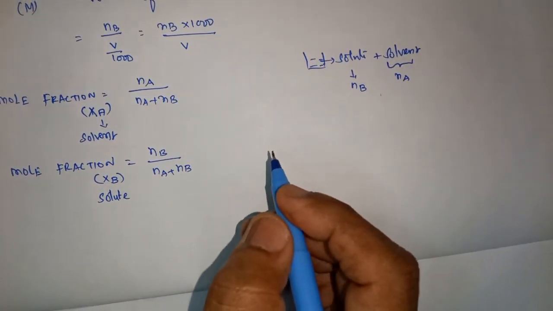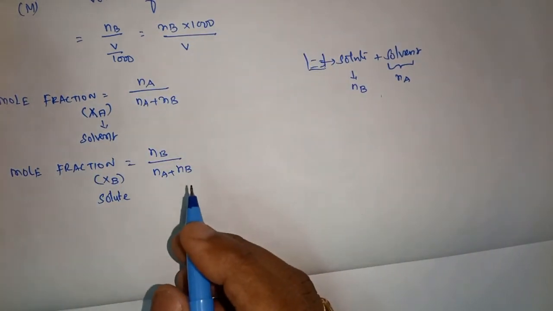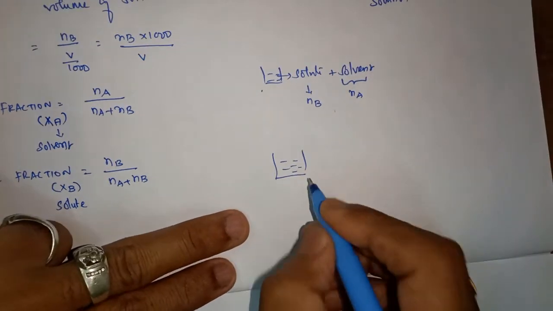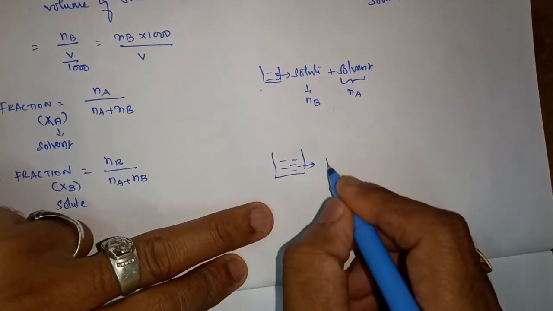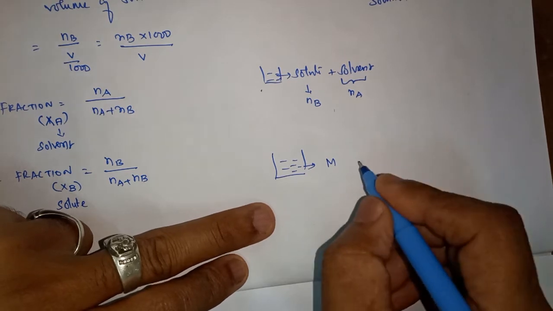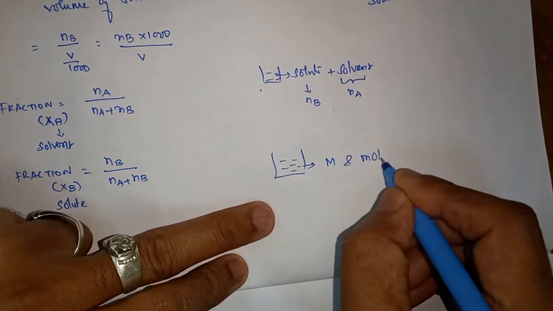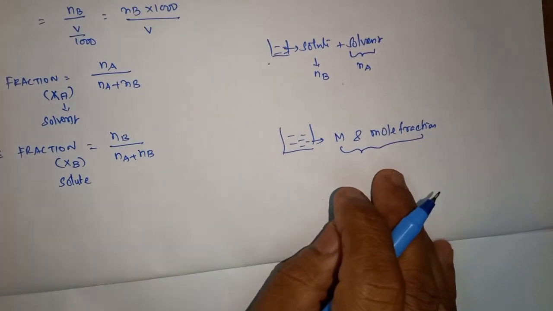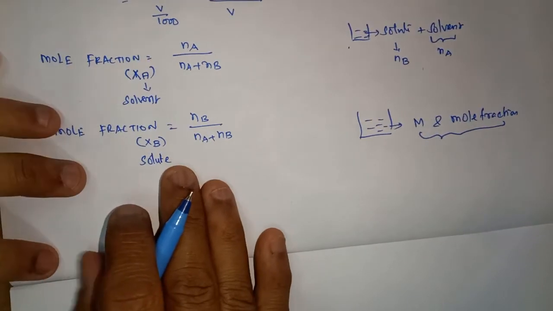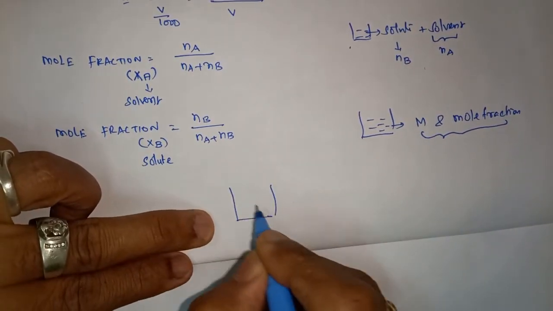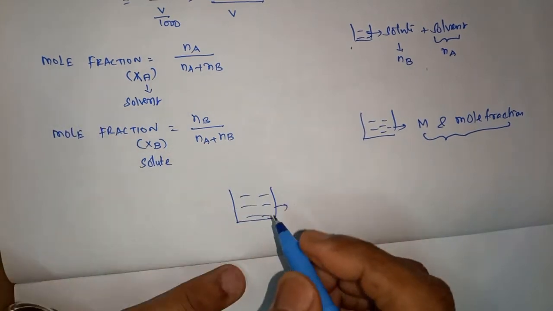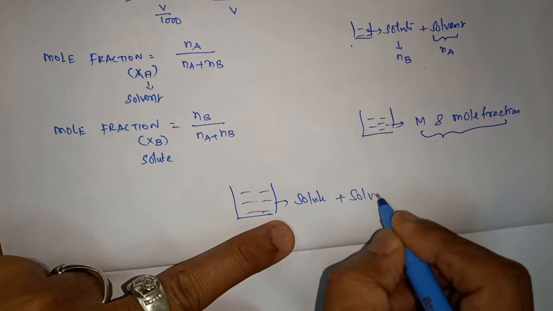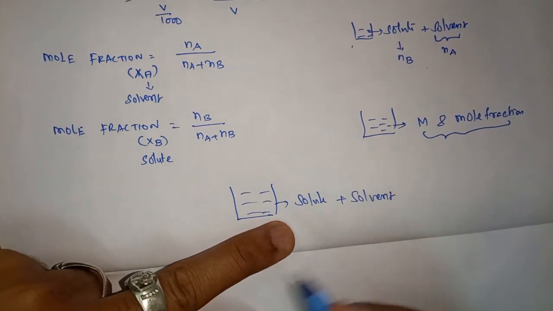Right. What we are now going to see is the relationship between the molarity and the mole fraction of a solution. Suppose I take a solution. If I find the molarity and the mole fraction, how these two are related is called the relationship between these two. To know the relationship, I take a solution which contains solute and solvent.